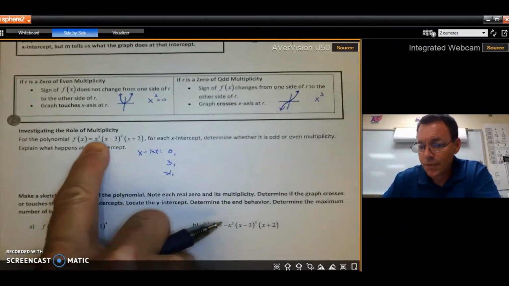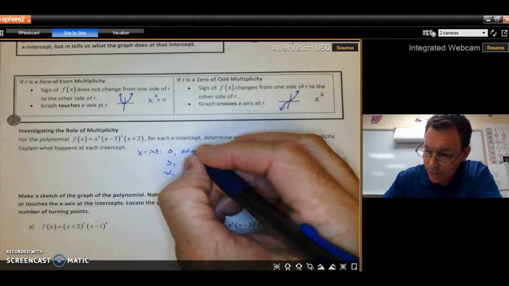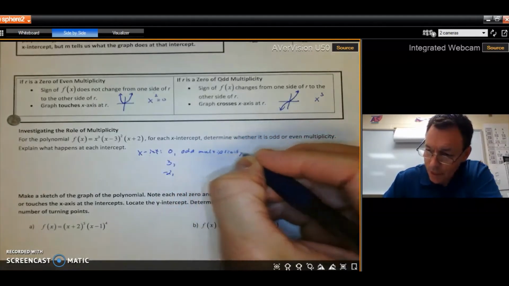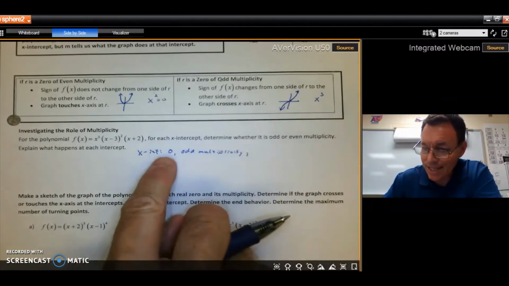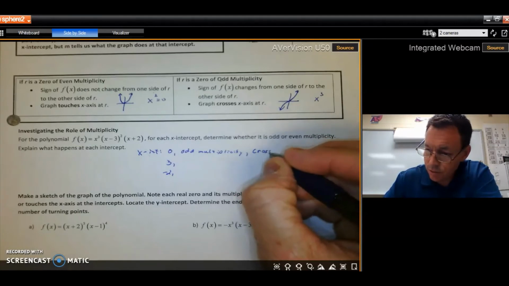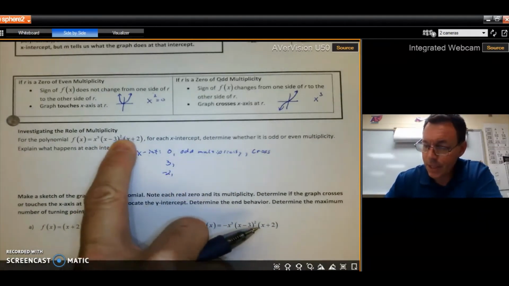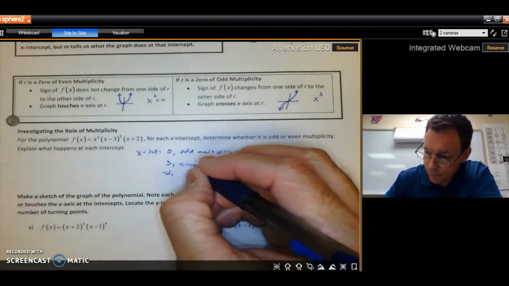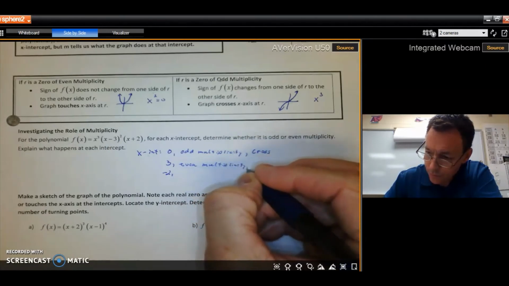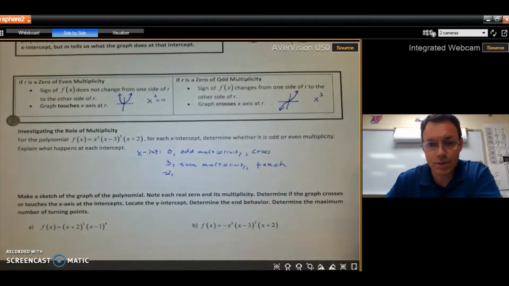So 0, that is an odd multiplicity. It's x cubed, so that is odd multiplicity. And that means that at 0, which in this case would be the origin, the graph is going to cross. Okay, so it'll cross and go through to the other side. 3, that's an even multiplicity. And an even multiplicity means my graph will touch at that x-intercept.